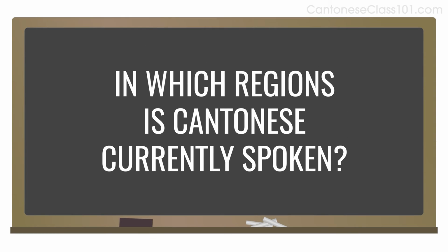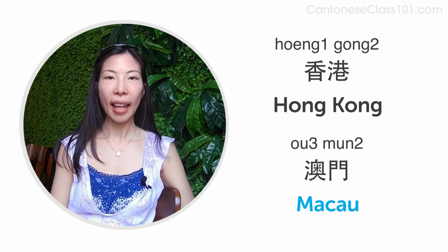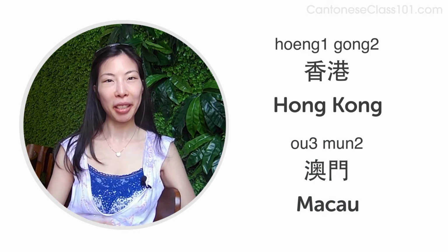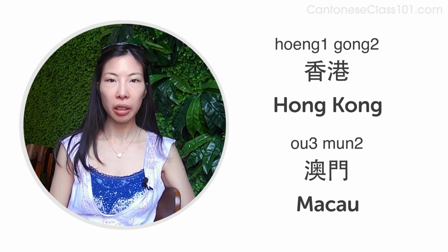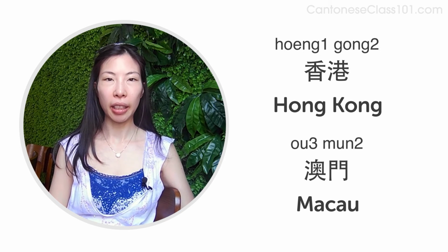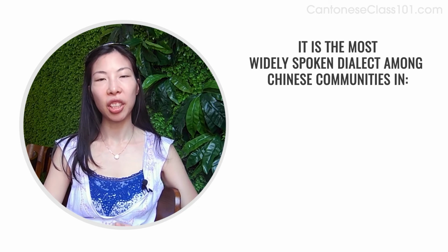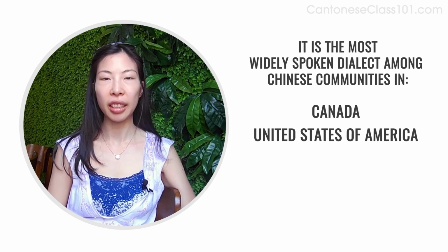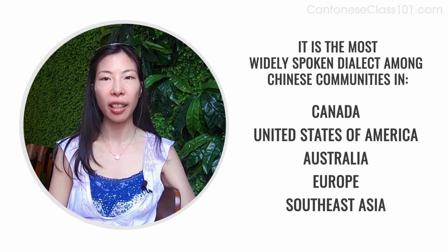In which regions is Cantonese currently spoken? Cantonese is the official language in Hong Kong and Macau. And today we are in Macau. And historically, it is the most popular form of Chinese spoken outside mainland China. We're not kidding about Cantonese being spoken everywhere. It is the most widely spoken dialect among Chinese communities in Canada, the United States of America, and Australia, as well as Europe and Southeast Asia.